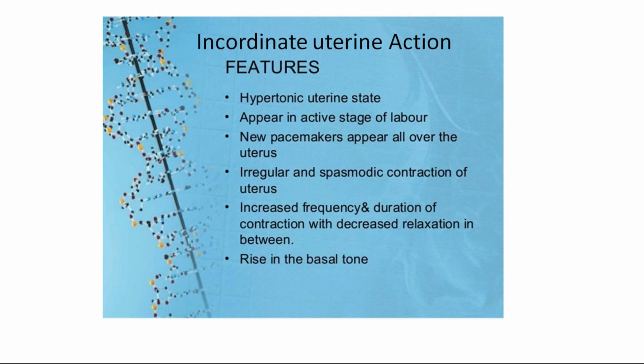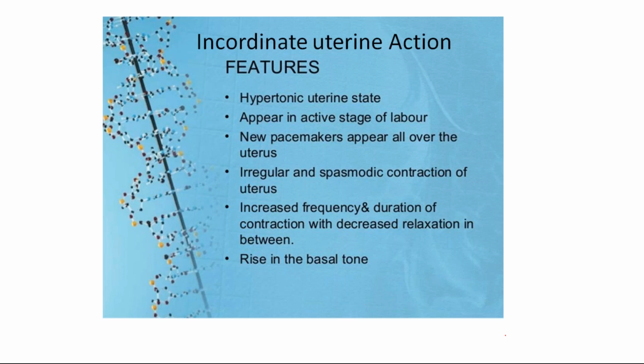And then next comes the incoordinate uterine action. Incoordinate uterine action is also a hypertonic uterine state, which usually appears in the active stage of labor. Here you find that the pacemakers will appear all over the uterus, not just at the cornu. So the normal physiological gradient of diminishing activity is disturbed. So there are irregular spasmodic contractions of the uterus. Everywhere the uterus starts contracting instead of maintaining a normal diminishing gradient of activity.